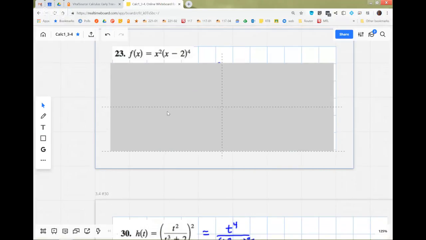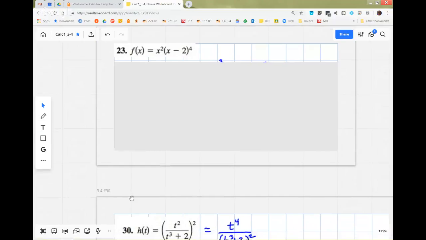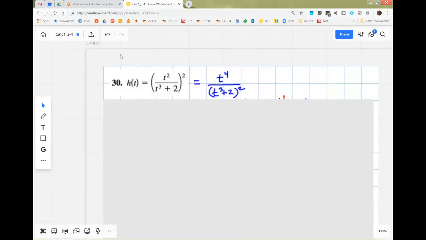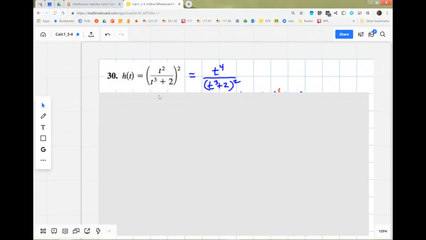Okay, now let's go on to the next one. Next one I've got is number 30. All right, so we got something squared. Now here's a case where I use some algebra as my first step. Why don't we just square the top and the bottom? And that's what I did. T squared is t to the fourth. T cubed plus 2 squared. Okay, now let's go ahead and do the derivative.